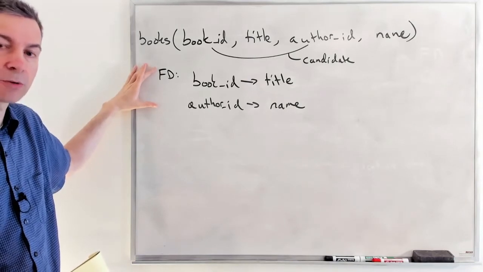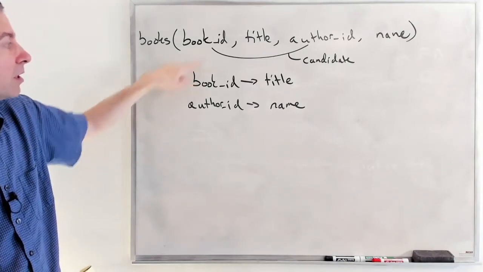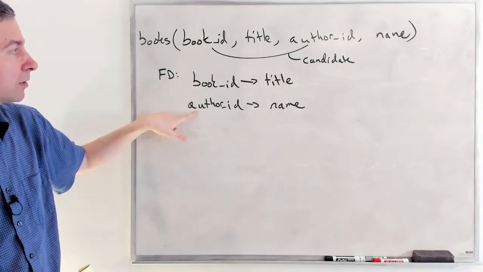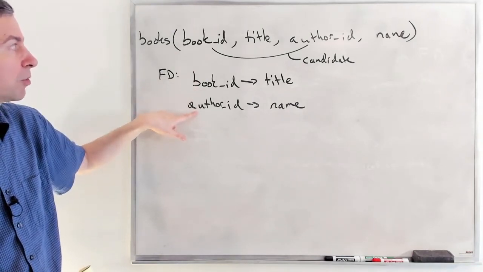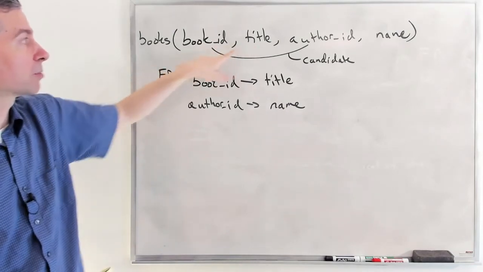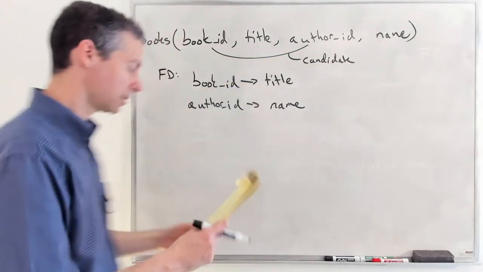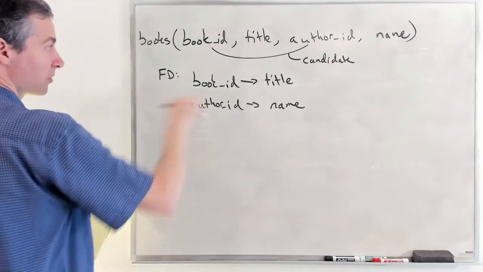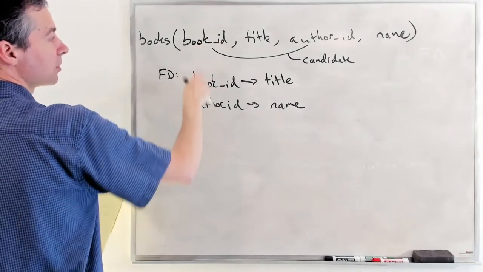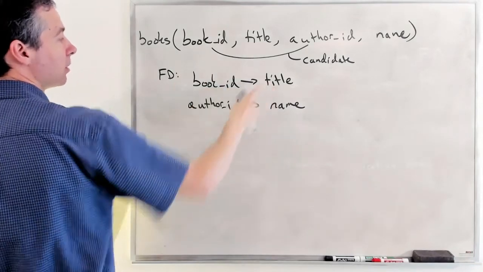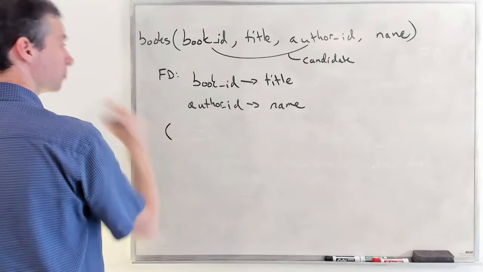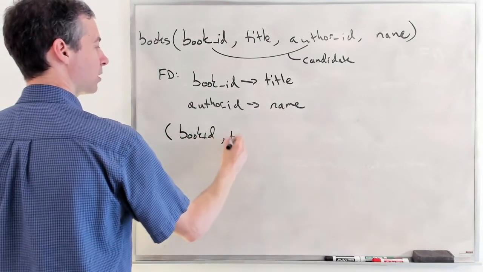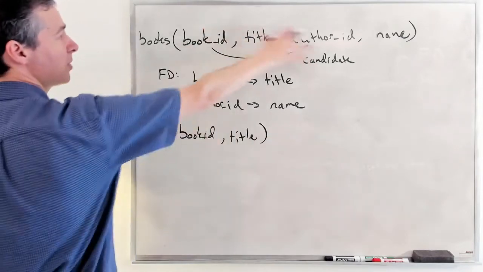These functional dependencies would violate BCNF because book ID by itself is not a candidate key, and author ID by itself is not a candidate key. We'd need both, but all we need for the title is the book ID, and all we need for the author name is the author ID. And so we apply this algorithm, and we say, let's start with this one. So we're going to say this is X and this is A, and so we're going to have a new relation, which is book ID and title.